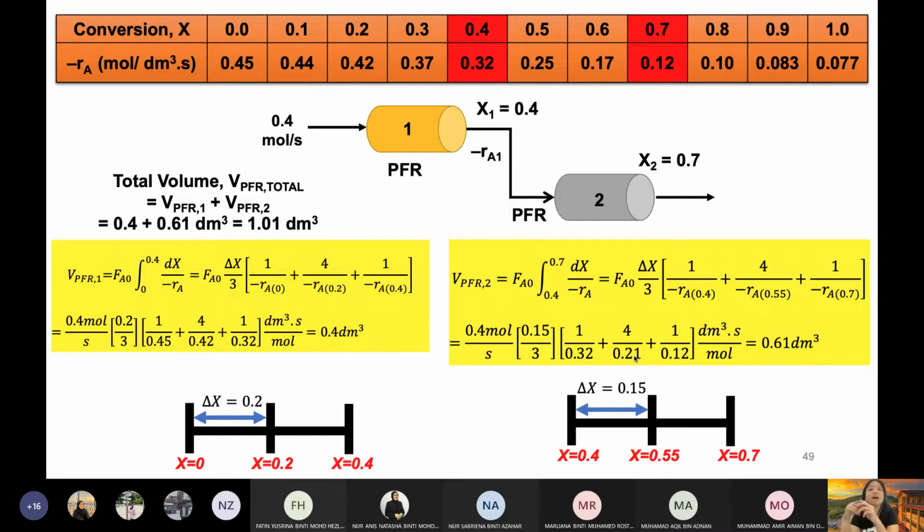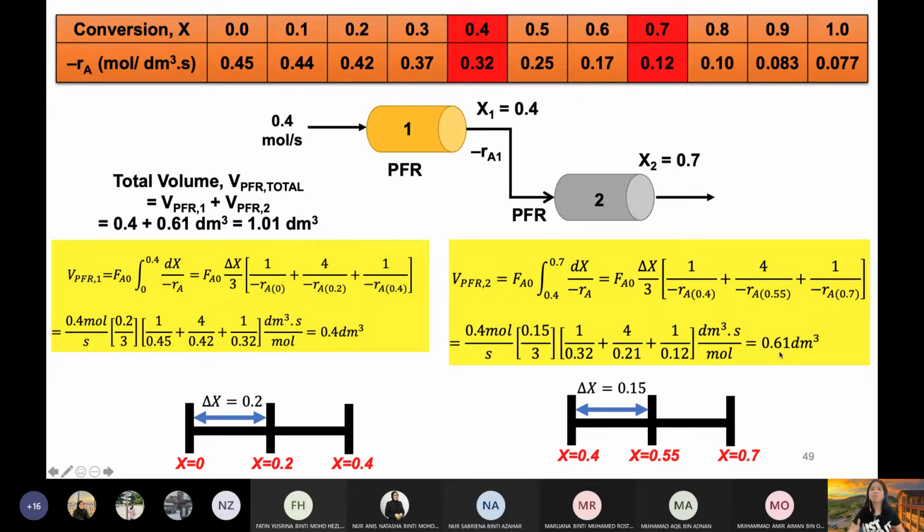Okay, but don't worry, this will not come in test and exam. Saya dah ubah tapi dalam note ni saya lupa nak ubah. I will make sure that you don't need to interpolate. Value tu akan ada terus, kamu tengok je daripada plot ataupun daripada table. But in this case, I interpolated and I get at my X 0.55, my minus RA is 0.21. Okay, plus 1 per minus RA at X2. So X2 saya 0.7, my minus RA is 0.12. So when you recalculate, you get your volume of your second PFR as 0.61.